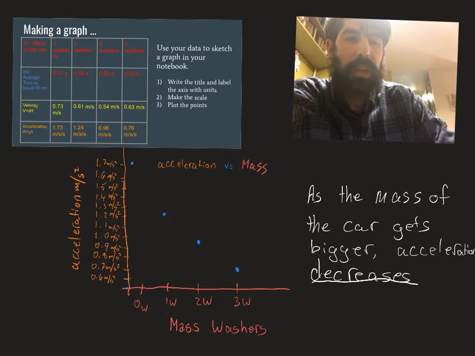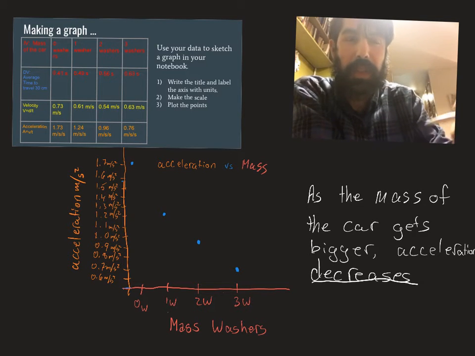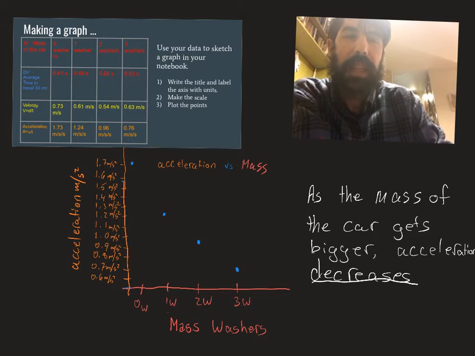And it's important to notice the difference between this experiment and last week's experiment. Last week, we were looking at the number of washers on the end of a string. That was force. This week, we're looking at the number of washers on the car. That's the mass of the car, the mass of the thing that we're trying to accelerate.